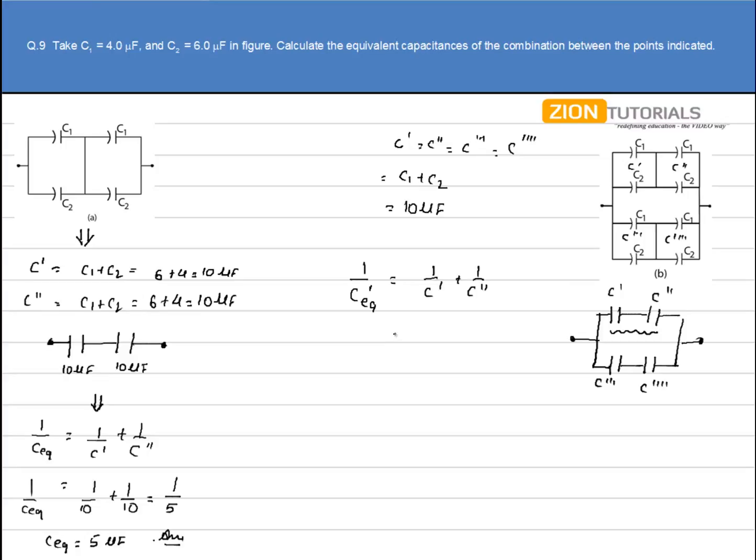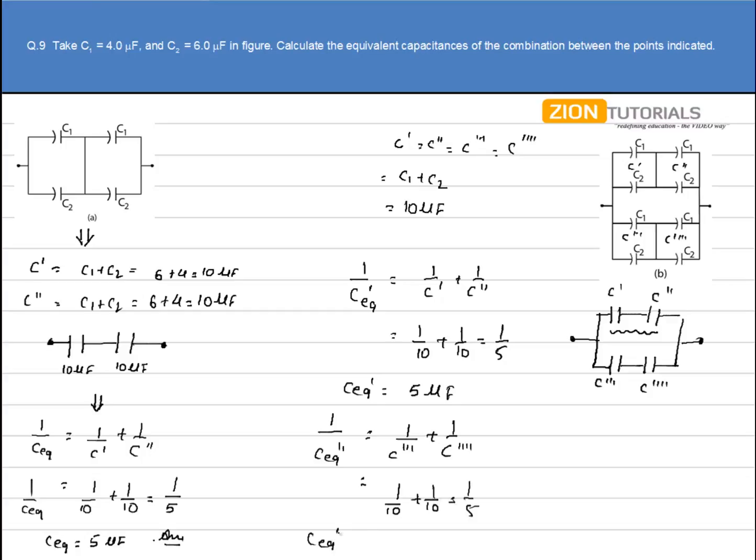So the equivalent will be this, that is 1 by 10 plus 1 by 10 comes out to be 1 by 5. So C equivalent dash comes out to be 5 microfarad. Similarly, 1 by C equivalent double dash, that is the equivalent of C triple dash and C 4 dash in series. So 1 by 10 plus 1 by 10 gives me again 1 by 5. So C equivalent double dash is again 5 microfarad.